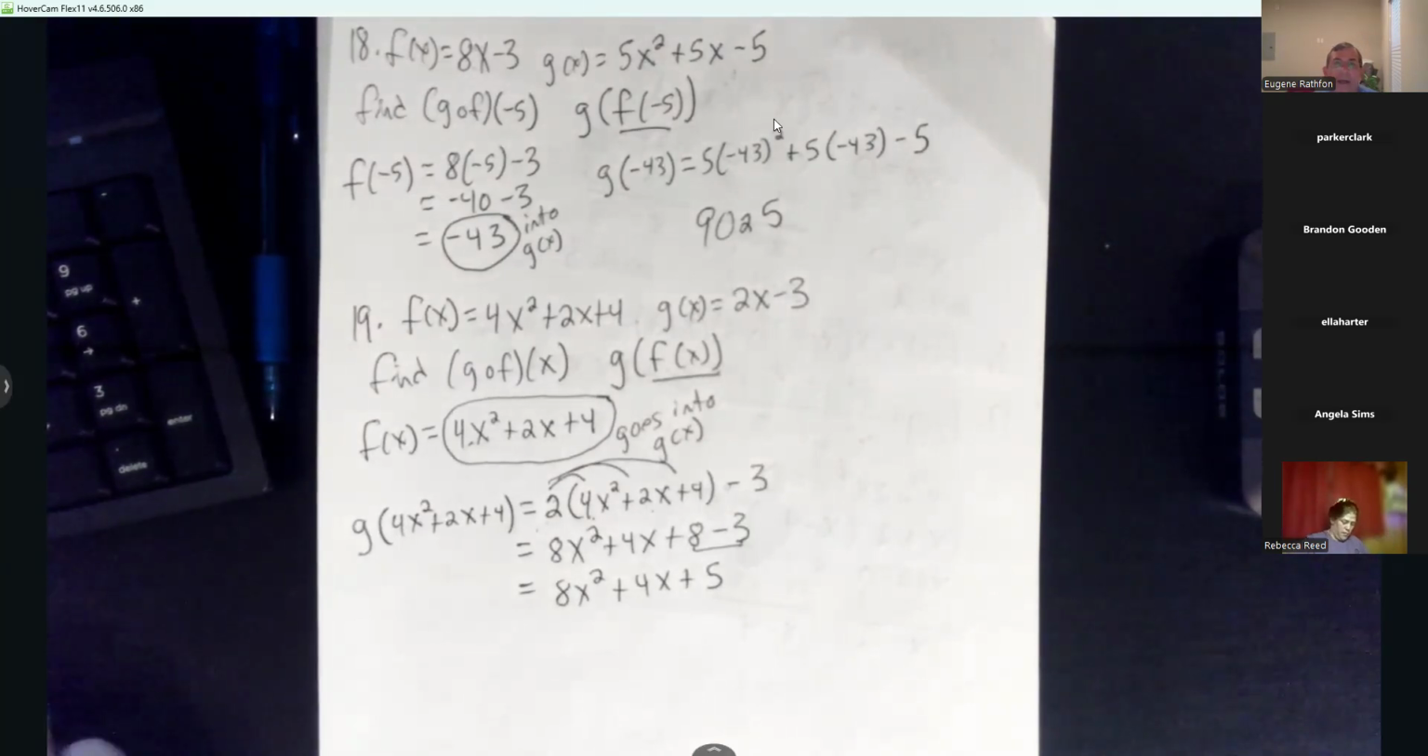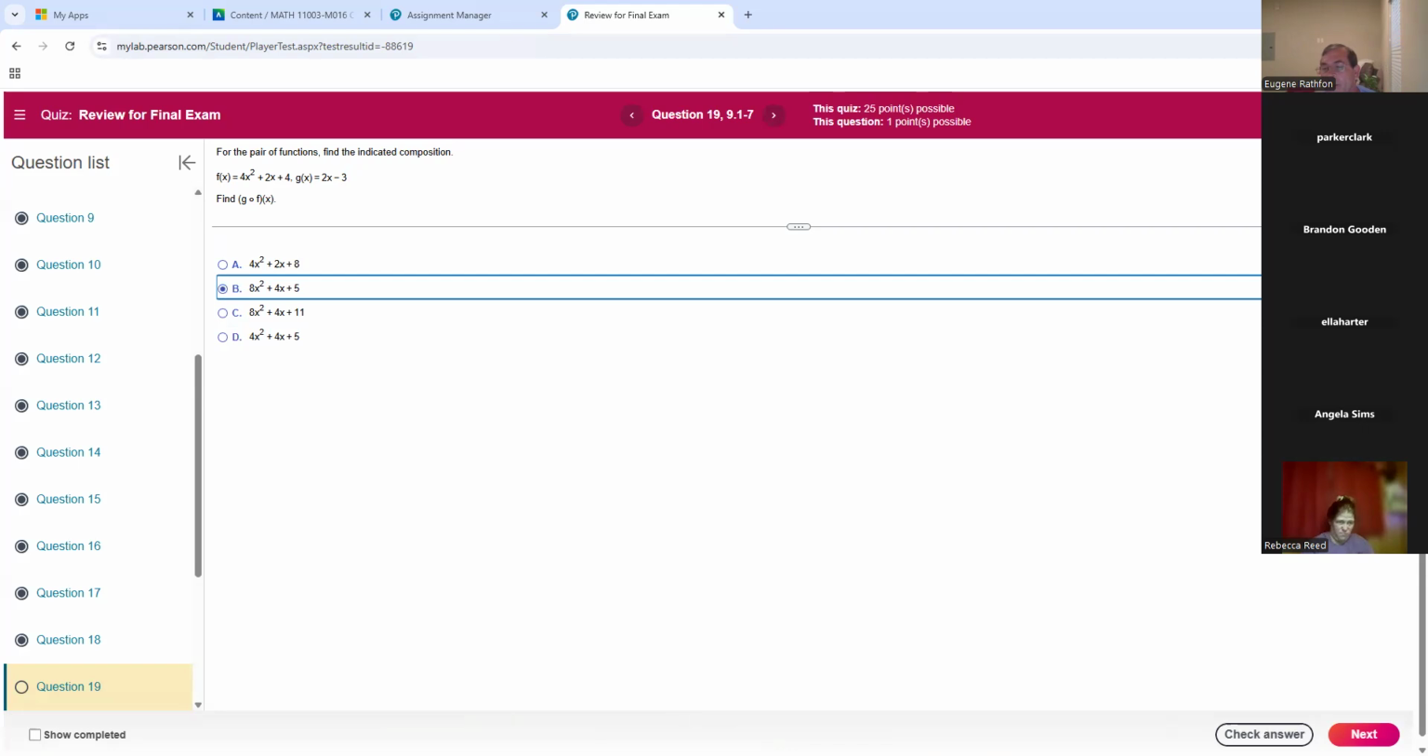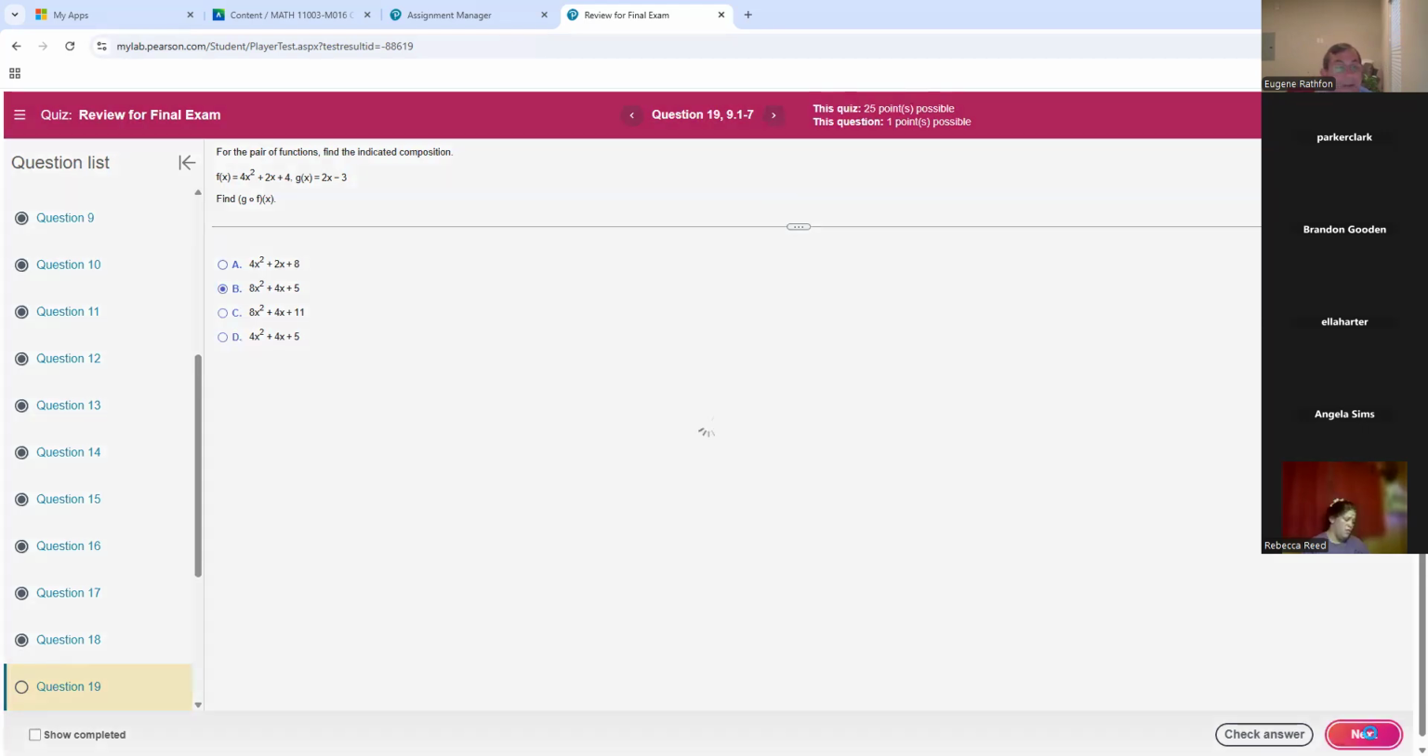All right, so we need to find that in our 4 answers. So we had 8x squared plus 4x plus 5. So y'all, that looks like B. What makes you happy is when you go find these answers are actually on that test, okay?